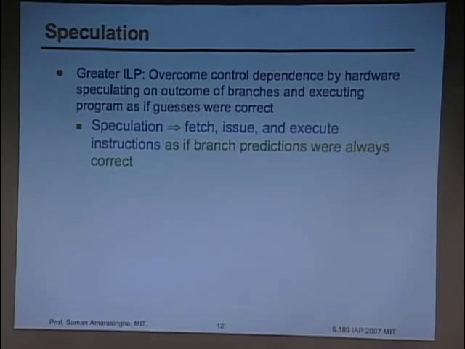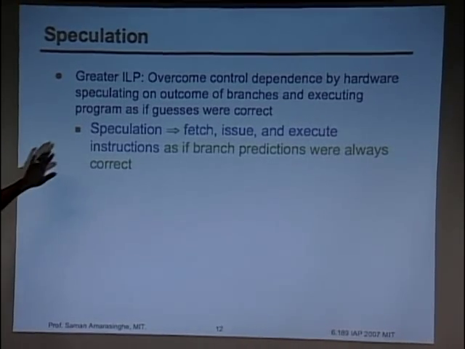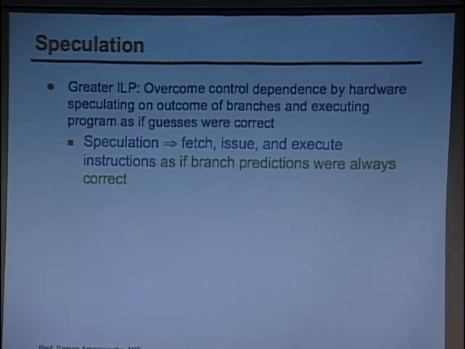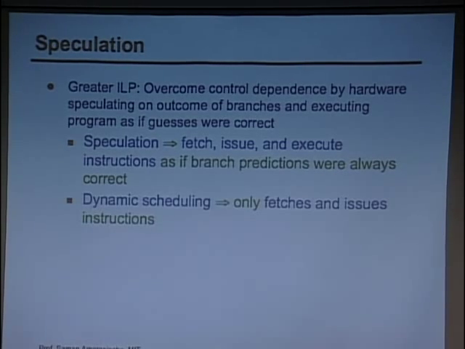So the first level of speculation is, speculation basically says you do fetch, issue, execute, everything. You do it all the way to the end without committing. You wait until the commit to make sure that the right thing actually happened. So this is the full speculation. There's a little bit of less speculation called dynamic scheduling.